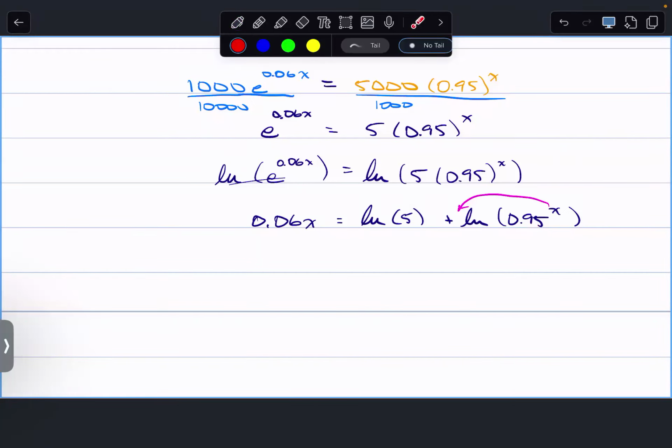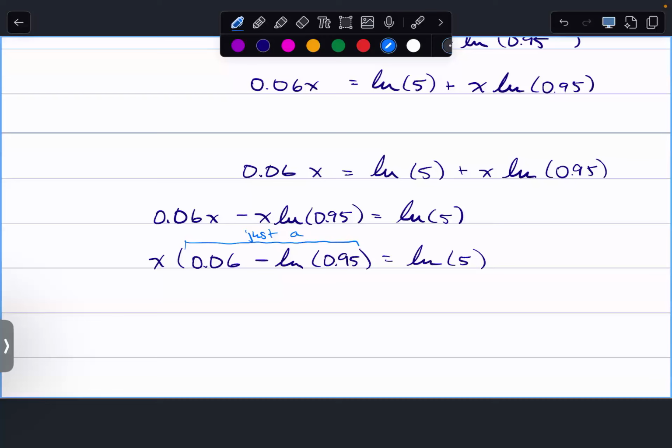This is just a number. I want you to keep it like that though, for the exact answer. Because then what are you going to do? You're going to divide both sides by 0.06 minus the natural log of 0.95. And finally, we have x is the natural log of 5 divided by 0.06 minus the natural log of 0.95.